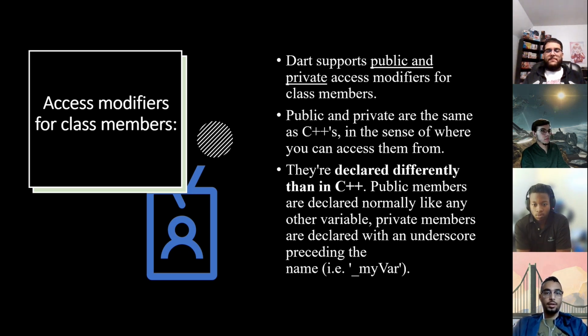So they are declared differently than in C++. Public members are declared just as any other variable. So for example, if I wanted to declare an age variable as a class member, I could just say int age, and that variable would be public for the class. If I wanted to declare a private age variable, I could say something like int _age, and that would be private. The thing that makes it private is the underscore that precedes the variable name.